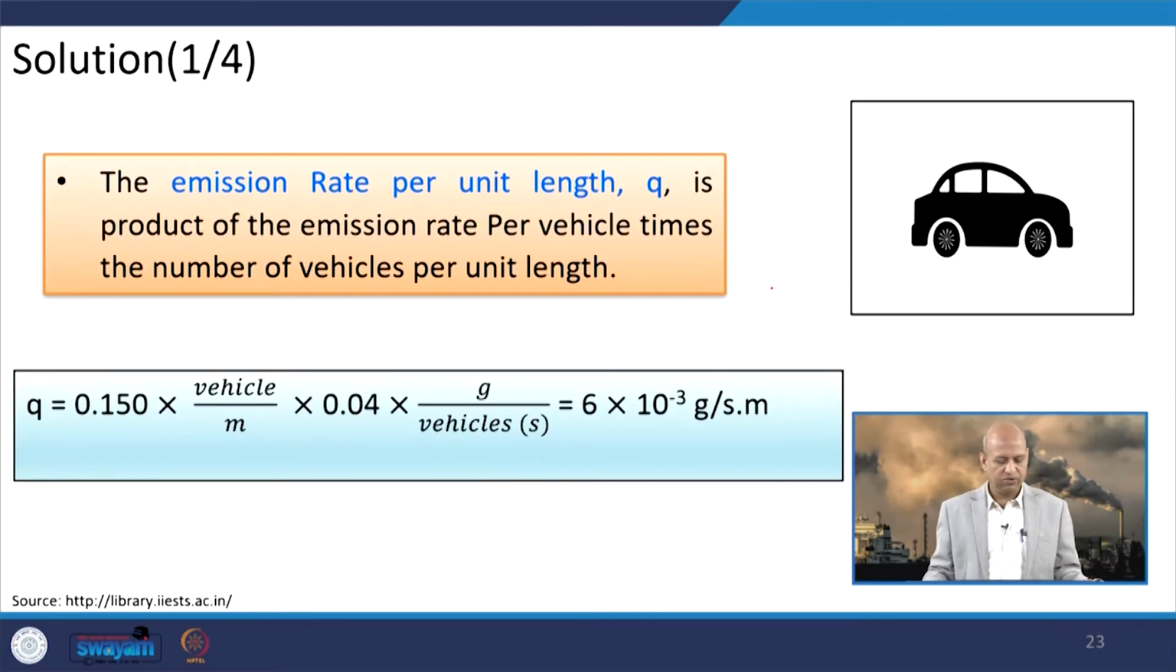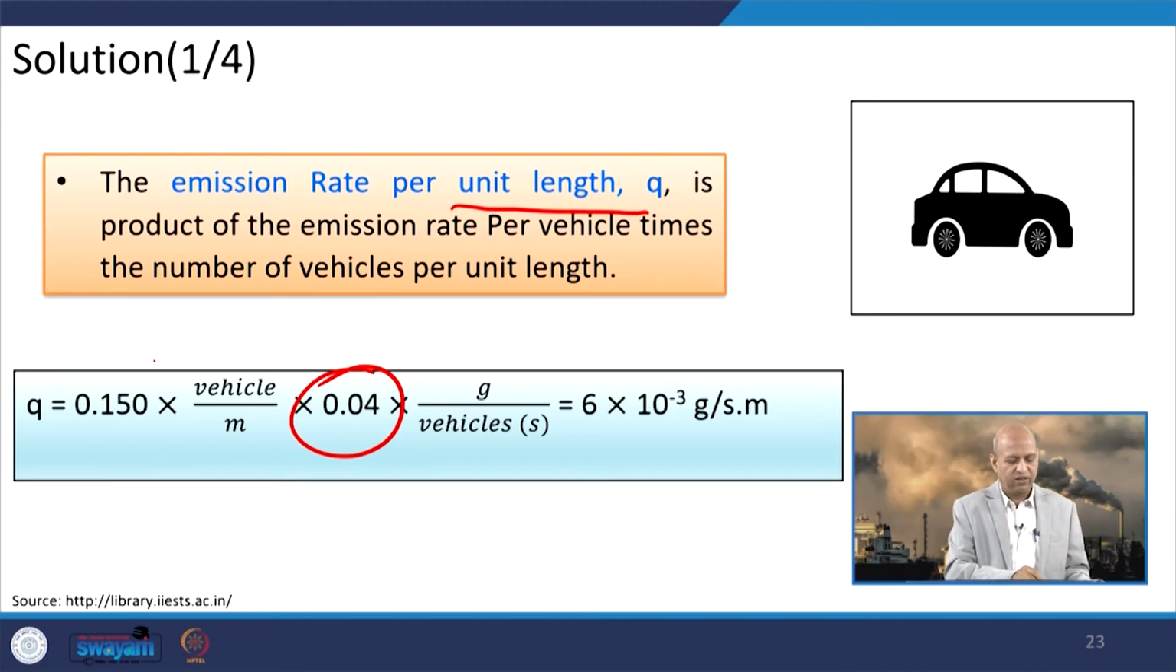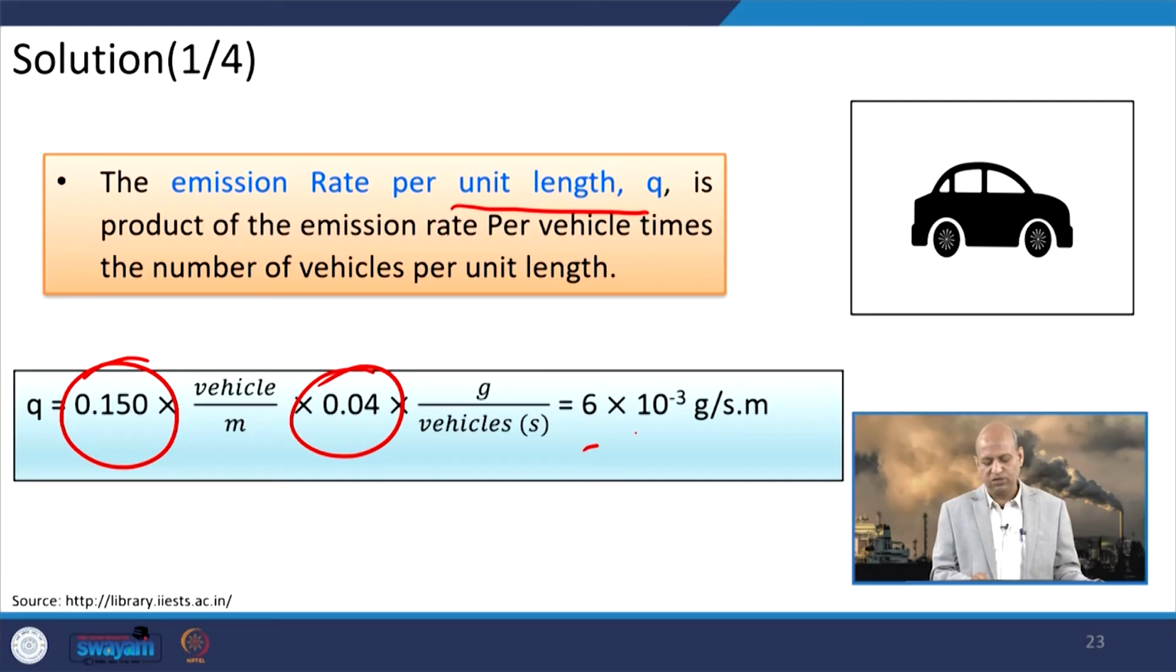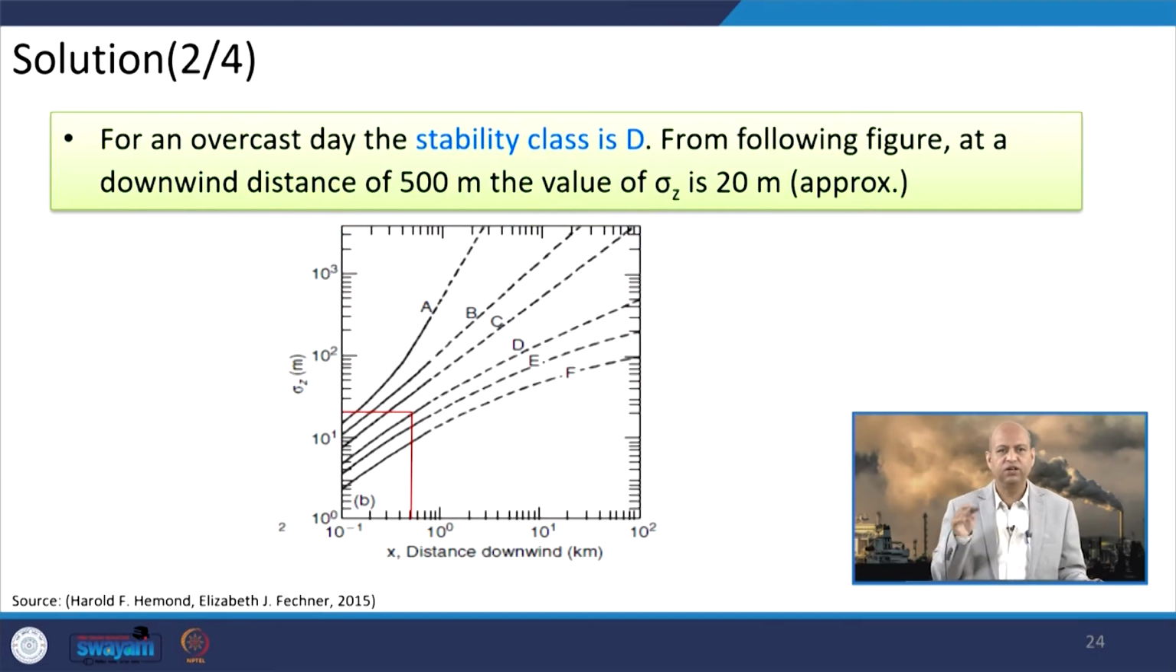So, we now use this particular value which is given of the vehicle number. Emission rate per unit length q we need to calculate, q in gram per meter per second. It is given per second, but we need to calculate per meter per second, and per meter vehicles are given 0.150. So, if one vehicle is emitting this much, these vehicles per meter will be multiplied and we can get 6 into 10 to the power minus 3 gram per second per meter. This is the emission rate on that particular line source, that we will use.